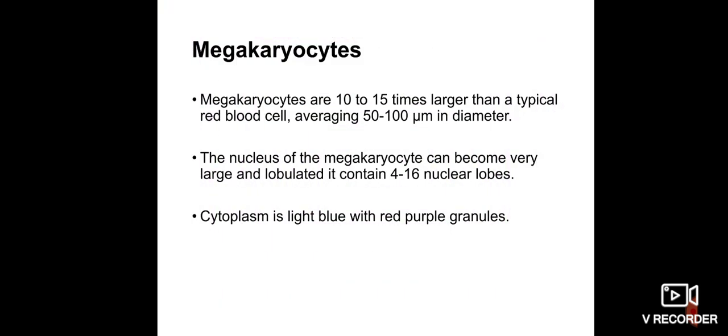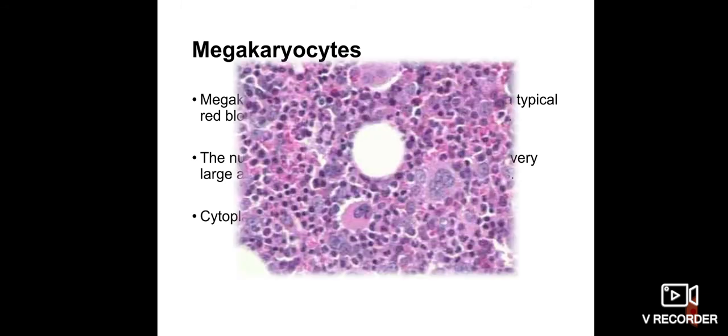Next we have the megakaryocyte. The megakaryocyte is present in the bone marrow. It leads to the production of platelets. Megakaryocytes are 10 to 15 times larger than a typical RBC, so the average size will be around 50 to 100 microns. The nucleus of the megakaryocyte becomes very large and lobulated. It contains 4 to 16 nuclear lobes, and the cytoplasm is light blue with red purple granules.